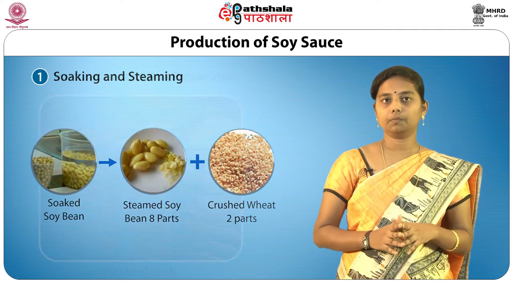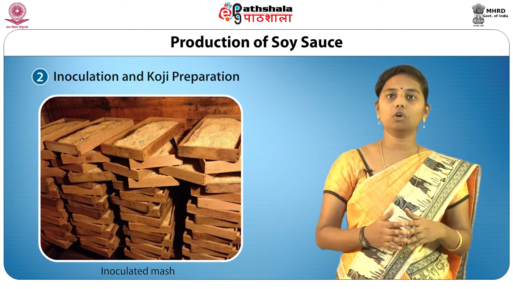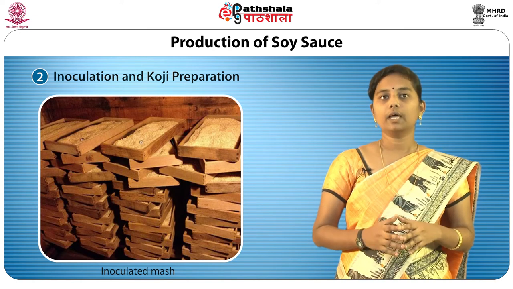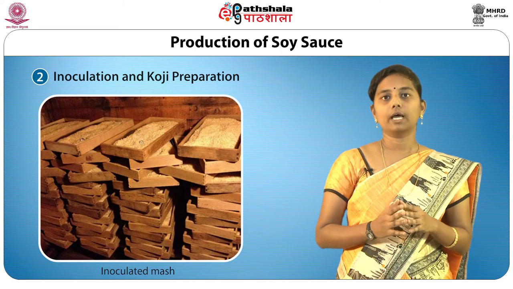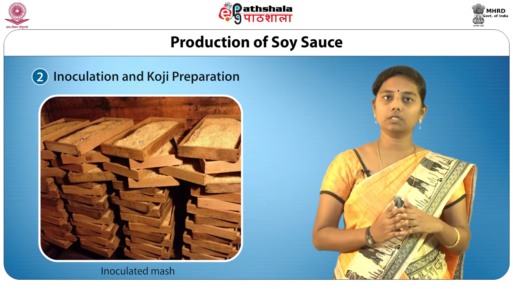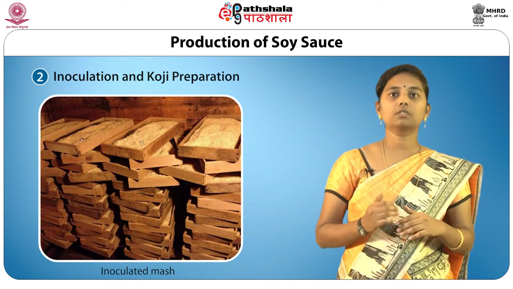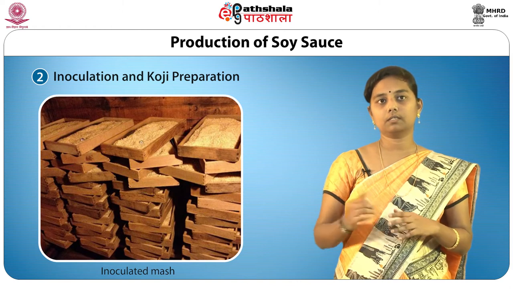The steamed product is cooled and then the mixture is inoculated with seed spores of Aspergillus oryzae or Aspergillus sojae and kept for about 22 to 30 hours at 35 degrees Celsius. Sometimes the culture is grown on steamed polished rice.